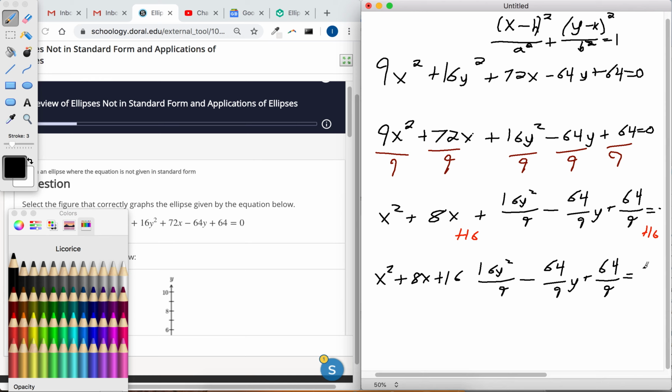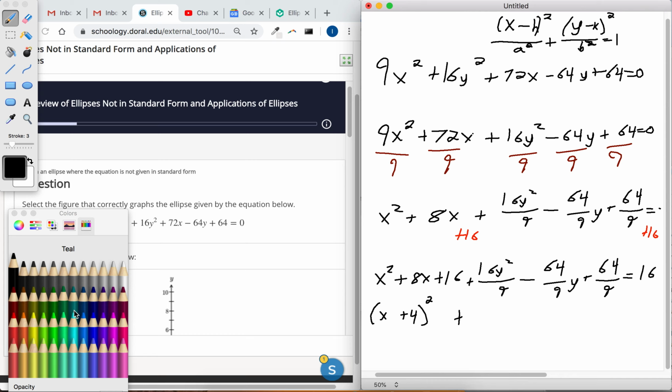Okay, we added 16 to the other side of the equation over here, so we've got to keep it balanced. And we'll do the same thing for the y term. First, though, we should finish factoring this. If you factor x squared plus 8x plus 16, you get x plus 4 times another x plus 4. So we've completed that mission.